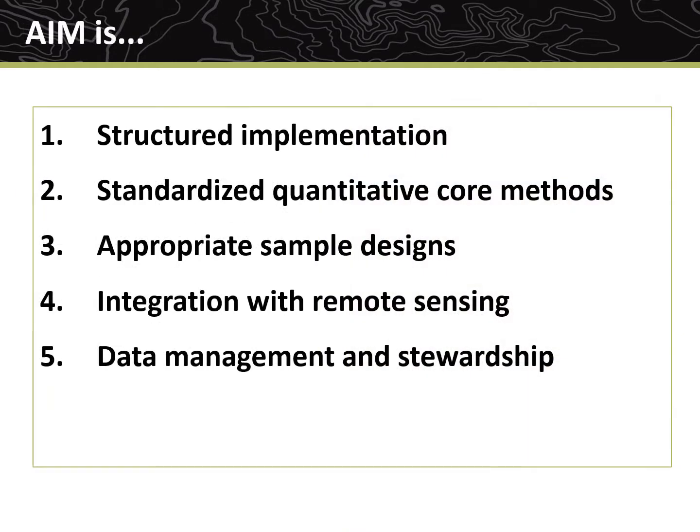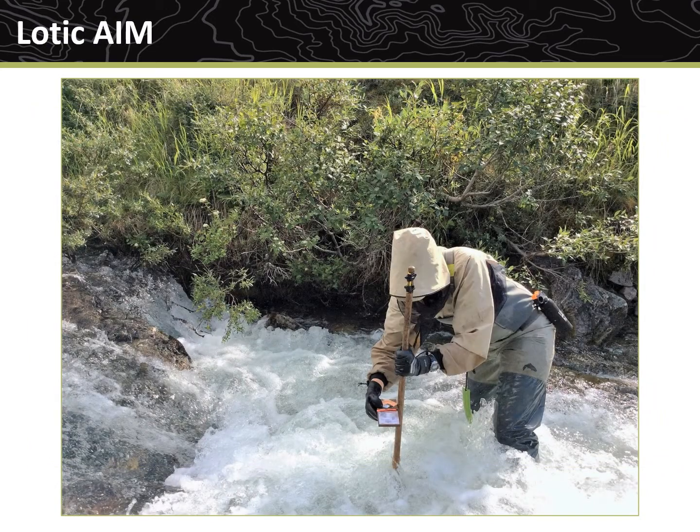The AIM strategy relies on 5 key principles: structured implementation to guide monitoring program development, implementation, and management decisions; standardized field methods to allow data comparisons throughout the BLM and in collaboration with BLM partners; appropriate sample designs to minimize bias and maximize what can be learned from collected data; integration with remote sensing to optimize sampling and calibrate continuous map products; data management and stewardship to ensure data quality, accessibility, and use. For the rest of this video, we will go through applications of each of the 5 principles to Lotic AIM.